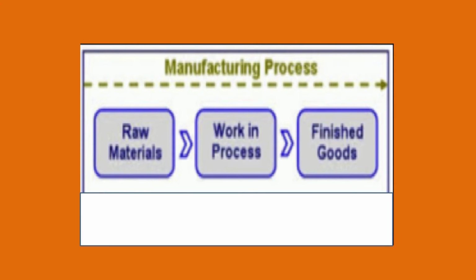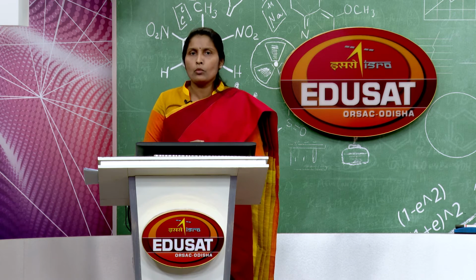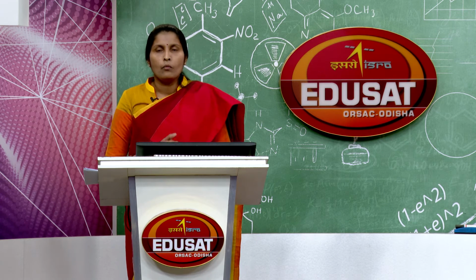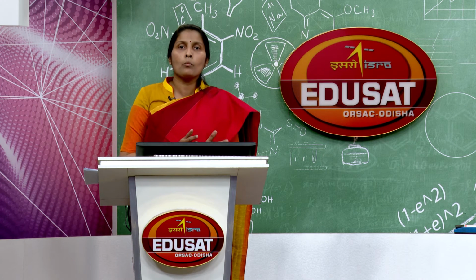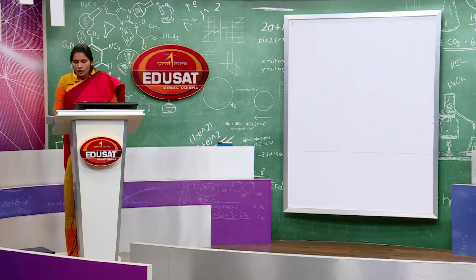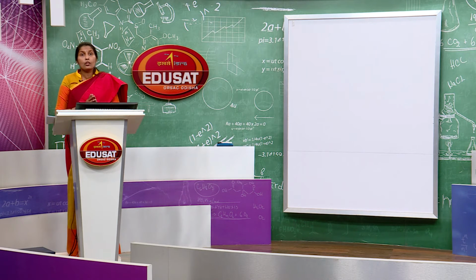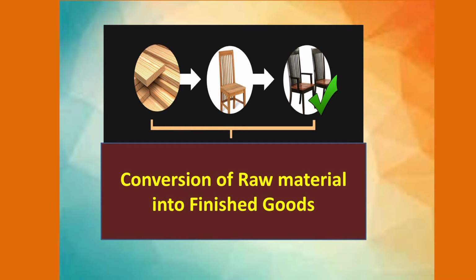Now how does this entire process work? From the raw materials they move on to the work in progress and then the finished goods. A question might be coming to your mind: what is this work in progress? Work in progress is neither in the raw material form nor a finished good, it is somewhere in between. That means it is the cost of unfinished goods of the manufacturing concern. In the manufacturing process, the cost of these unfinished goods is work in progress.